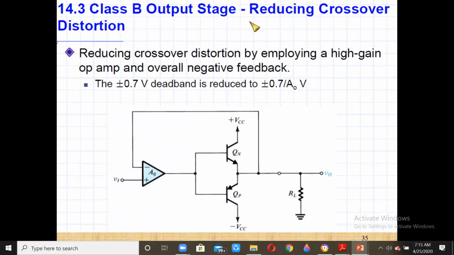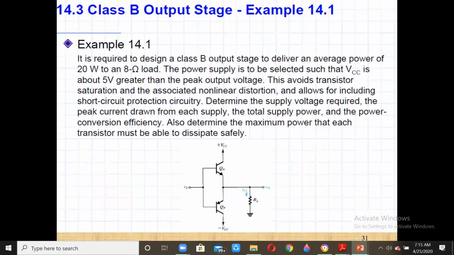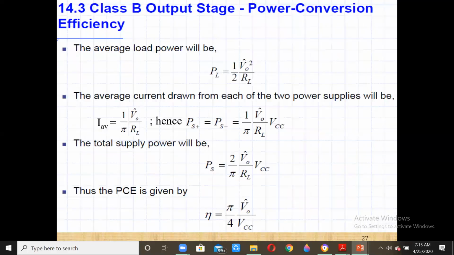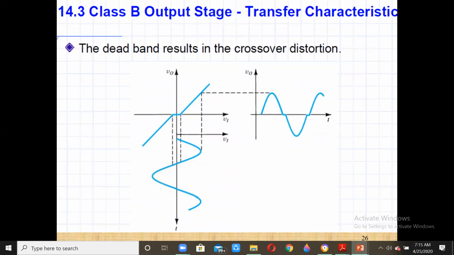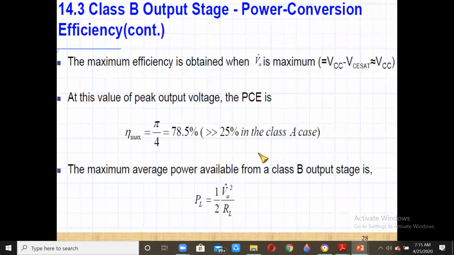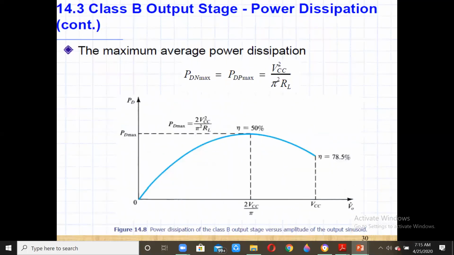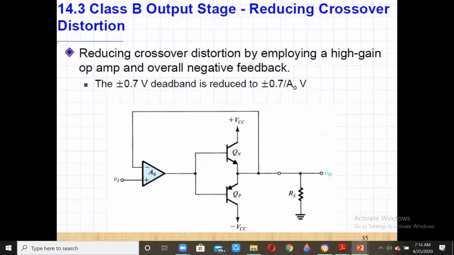Now we have here what is known as the dead band, which leads to crossover distortion, and this should be reduced. How do we do that? There is a method wherein we give a high gain op amp at the input side, which will be able to reduce the crossover distortion. Again, we are just providing a negative feedback.